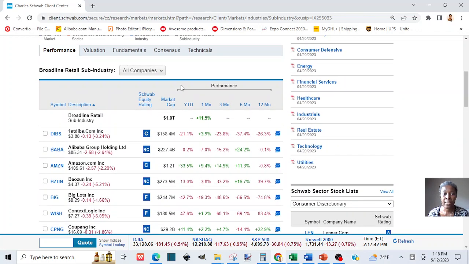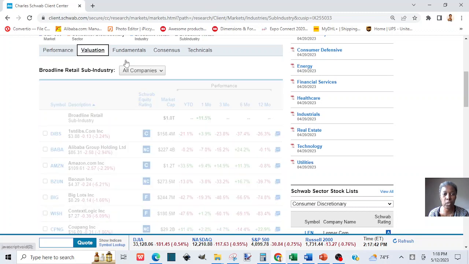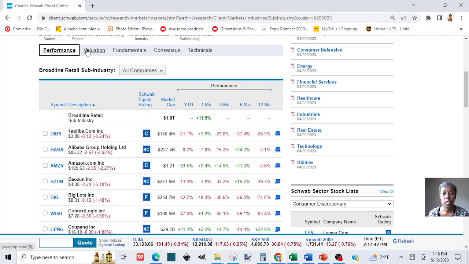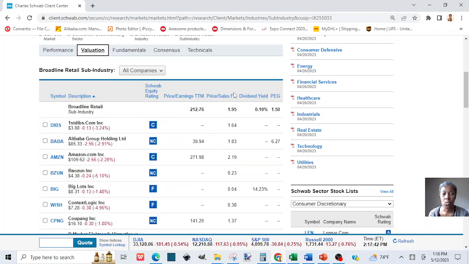By default, Charles Schwab will show you other performance criteria, but we want to sort them by dividend. Therefore, we'll go to Valuation and click on it. When you click on Valuation, it's going to pull the valuation criteria out for you, because before it was under Performance. So when we click on Valuation, we will see dividend amount and those criteria, and that's what we want.